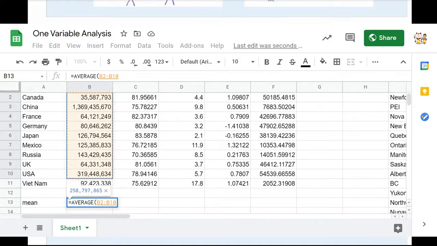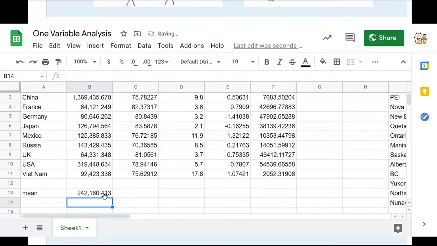So we should be familiar with this process. Let me just change that to 11. We should be familiar with this process. We hit equals or enter, and there we have the exact same mean or average population that we had when we calculated it by hand. They've rounded it, again, same idea, but a lot easier using Google Sheets. So that is our mean or our average population for these 10 countries.